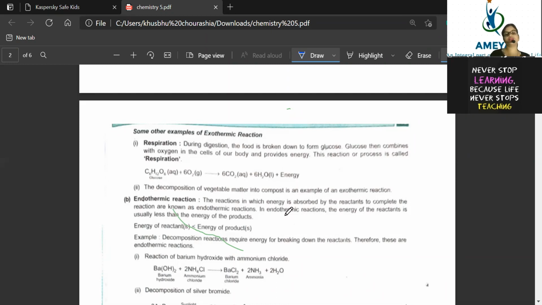Now endothermic process, I've already explained to you that during an endothermic process heat will be required. Correct, beta. And adenosine triphosphate, adenosine diphosphate. Adenosine diphosphate and adenosine triphosphate will be there. I hope my children are understanding this. What I am teaching, everybody is understanding.